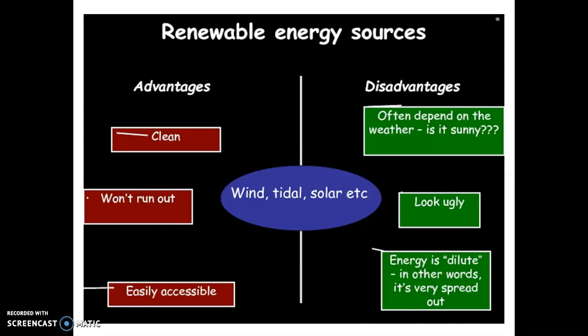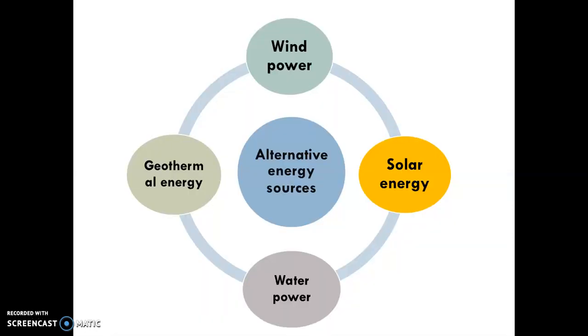Advantages of renewable energy sources, as we mentioned above: clean, will not run out, easily accessible. Disadvantages: they often depend on the weather. Is it sunny? Energy is diluted, in other words, it's very spread out. Alternative energy sources: wind power, solar energy, water power, geothermal energy. These four are the main alternative energy sources, and they are interrelated.